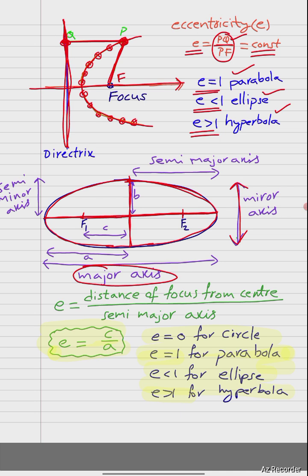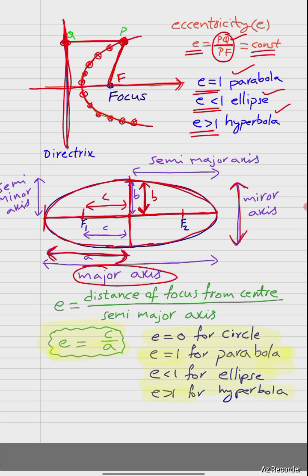Now the distance between focus and center is represented as C. The distance from the center to this point is termed B, that means the semi-minor axis. Here B is called the semi-minor axis, and A is the distance from one end to the center of this ellipse, called the semi-major axis. Here A is the semi-major axis, and B is the semi-minor axis.